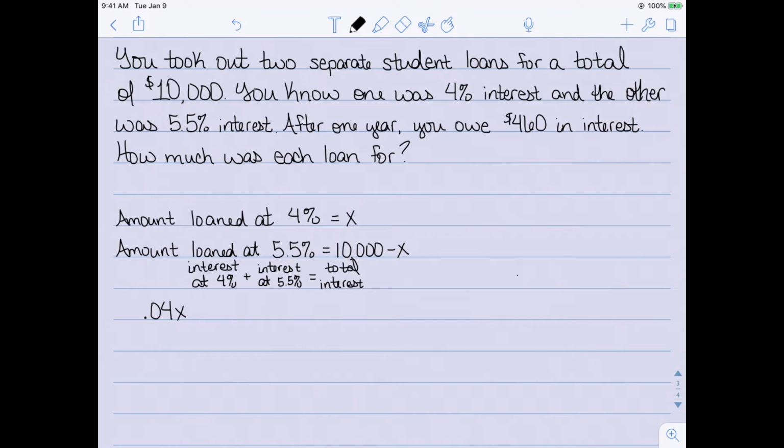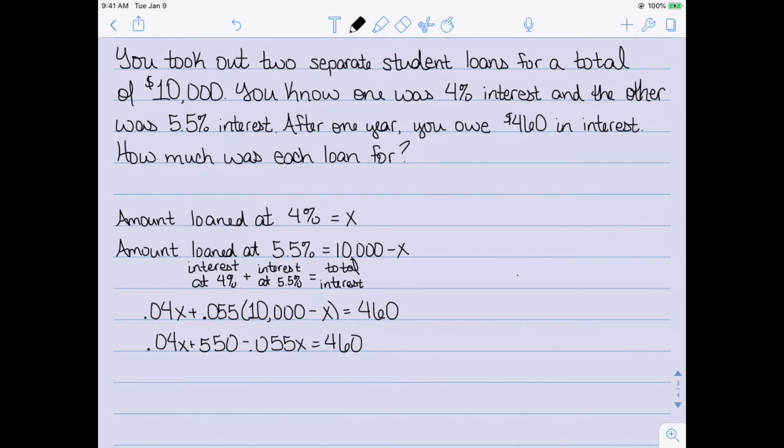For the amount loaned at 5.5%, we need the amount loaned at that rate, which is 10,000 minus x. The actual rate, 0.055, times the amount of time, which once again is 1 year. So that gives us the amount of interest at 5.5%. And that should be equal to the total amount of interest, which is the $460. The next step would be to start multiplying this out to get rid of the parentheses. That gives us 0.04x plus 550 minus 0.055x is equal to 460.